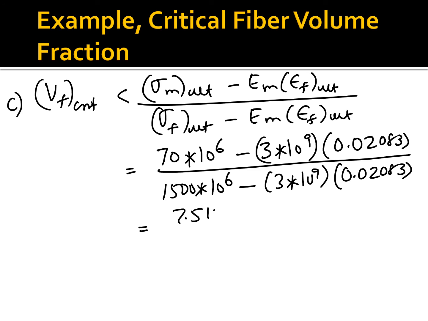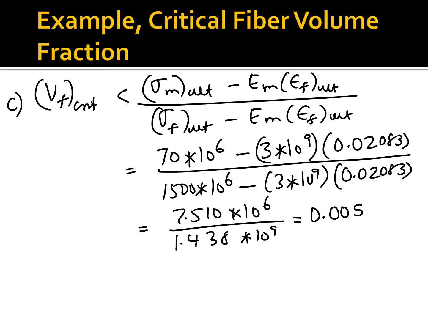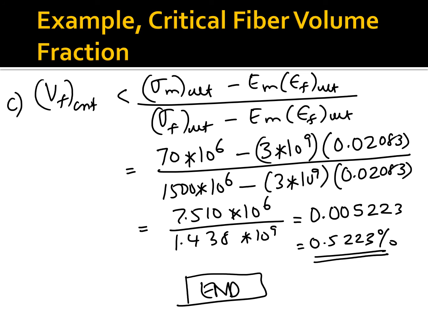So if we do our calculations, this is what we get in the numerator and this is what we get in the denominator, and this number turns out to be 0.005223, which can be written as 0.5223%. So what this means is that if the fiber volume fraction is less than this number, then you would have been better off not putting any fibers in the matrix if you wanted to gain any strength in the longitudinal direction. So that's what VF critical stands for. And that is the end of this segment.